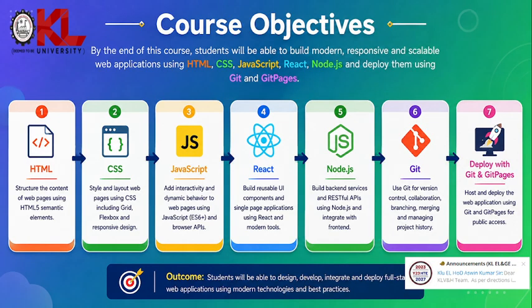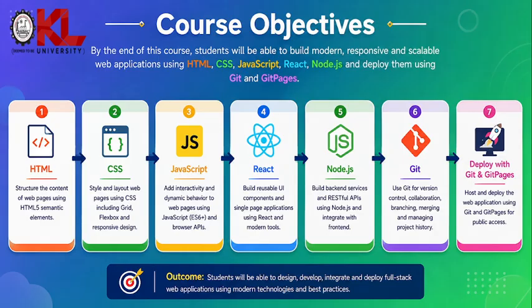So after completion of all these technologies, finally we learn how to deploy a web application using Git and Git Pages. We'll use other technologies like Vercel also. Here your project can be accessed publicly over the internet after deployment. By the end of this course, we will be able to design, develop, integrate, and deploy a complete full stack application, using modern technologies and industry best practices.